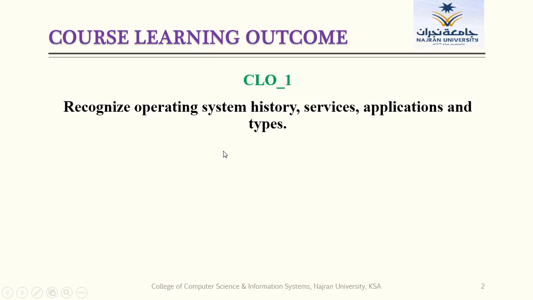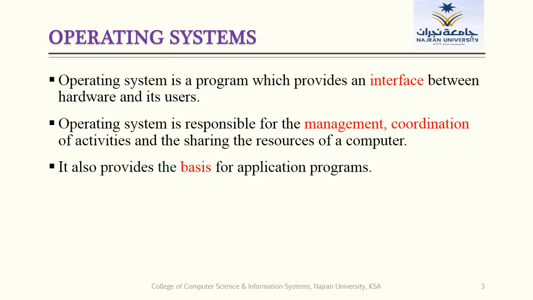In the first lecture, we have seen what is operating system. We have seen that the operating system provides the interface between hardware and its user. It is also responsible to manage and coordinate the different activities and sharing of the computer resources. And at the end, it provides the basis for application programs that we are going to install on our system. So these are the three main duties or responsibilities of the operating system.